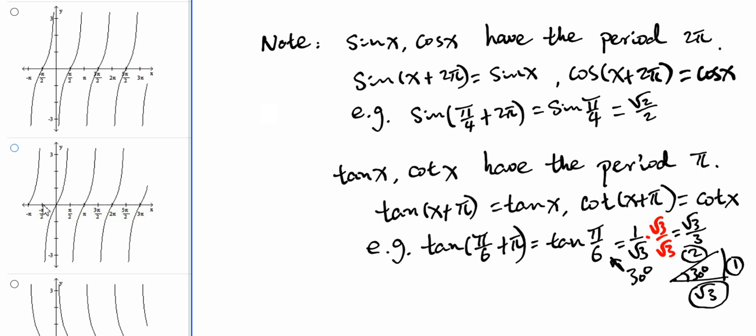And one period is from negative pi over 2 to positive pi over 2. So far, we should remember this characteristic for tangent. Alright, I'll see you next time.